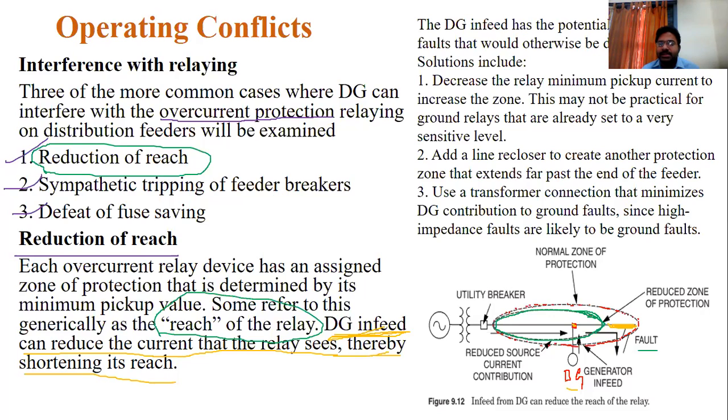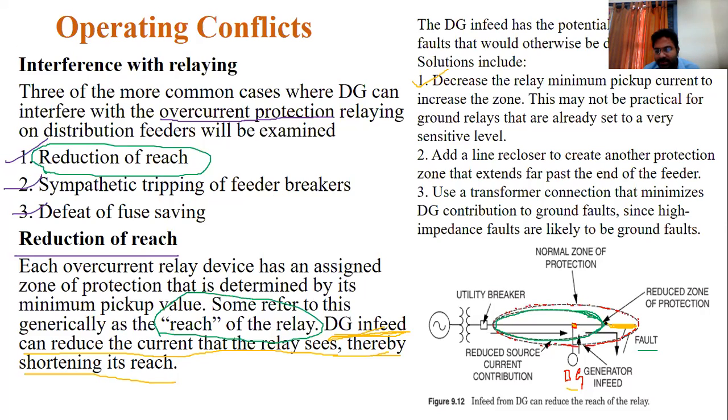First one, decrease the relay minimum pickup current to increase the zone. What is that one? You know that relaying concept, how that relay is operated. If there is any deviation in the measured current levels, the relay is sensing that actual current level as well as the fault current level, and giving the information to the circuit breaker. So for that type of relay, you can decrease the minimum pickup current to increase the zone.